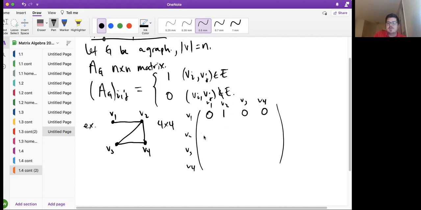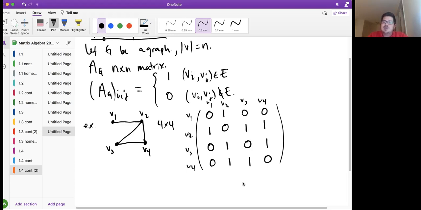All right, so the second row, V2 is connected to V1, so you put a 1. V2 is not connected to itself. V2, V3 is connected, and V2, V4 is connected. V3 is not connected to V1. V3 is connected to V2. It is not connected to itself. It's connected to V4. V4 is connected to not V1, but is to V2 and V3 and not itself. So does that make sense how we constructed that? We'll do more of this next time.